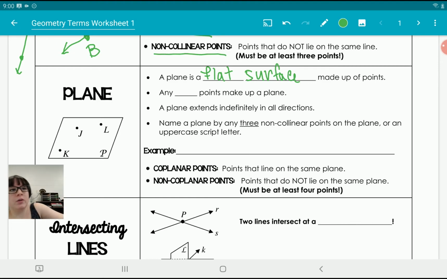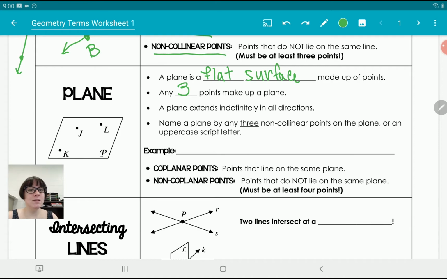So any 3 points are going to make a plane. Similarly to how we have the line, if we connect all 3 points and we just flatten it out, we continue in all directions, we end up with a plane. A plane extends indefinitely in all directions. So looking at this one, it would continue this way, this way, this way, and this way. It would still include all of this and all that. So it just continues on. It's just a flat surface in 3D space.